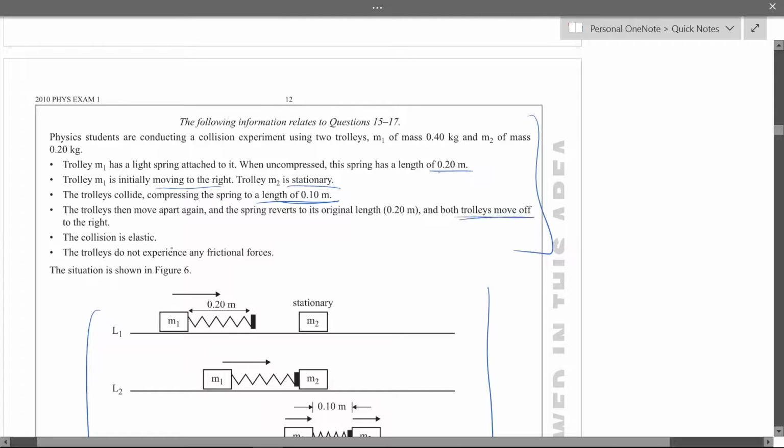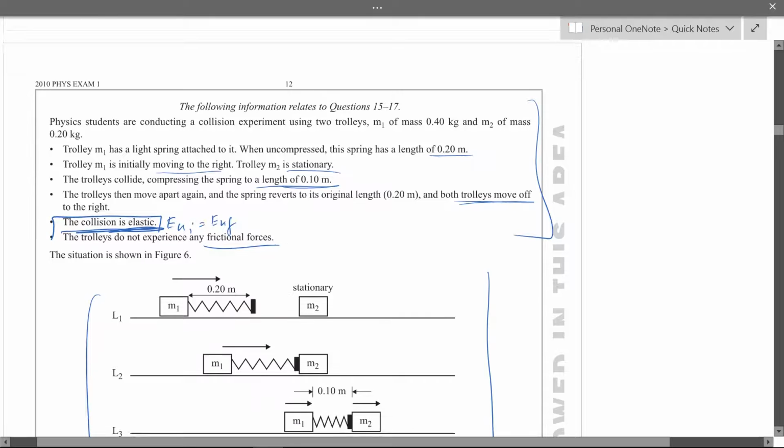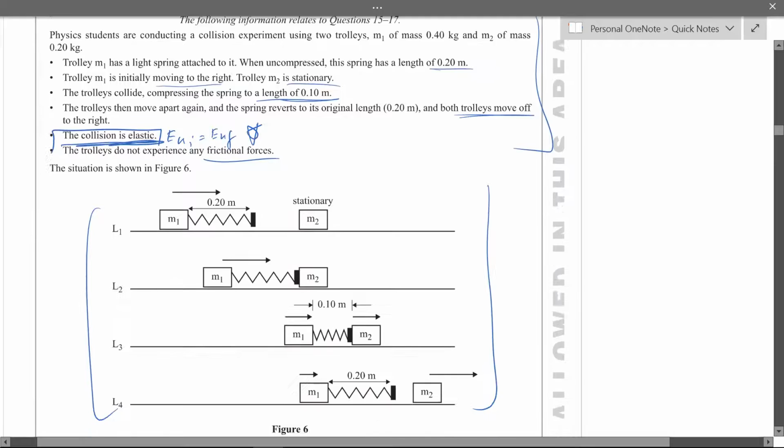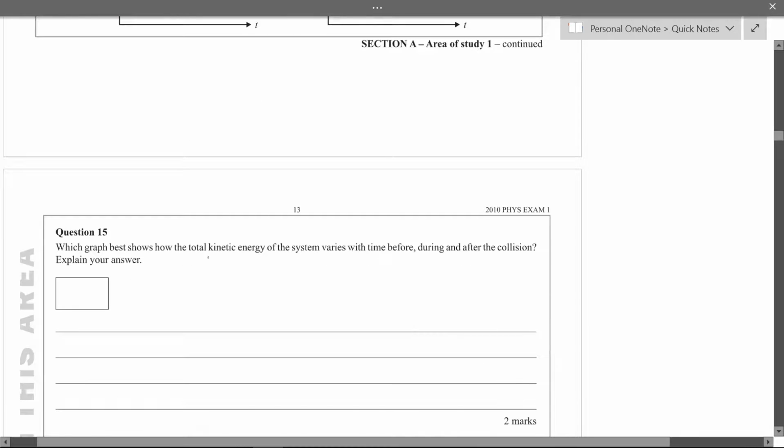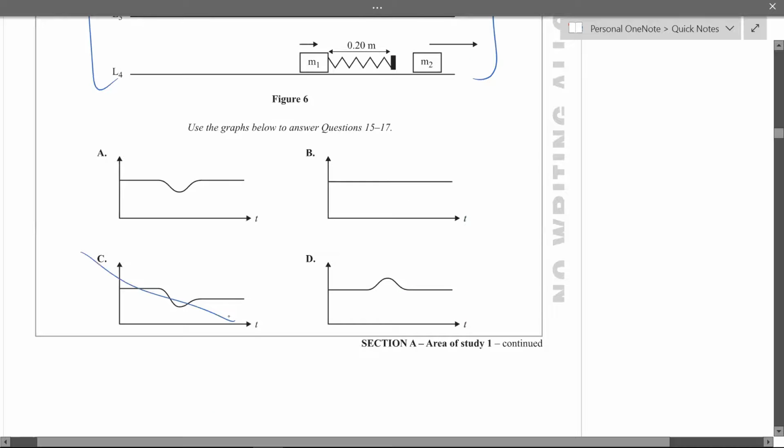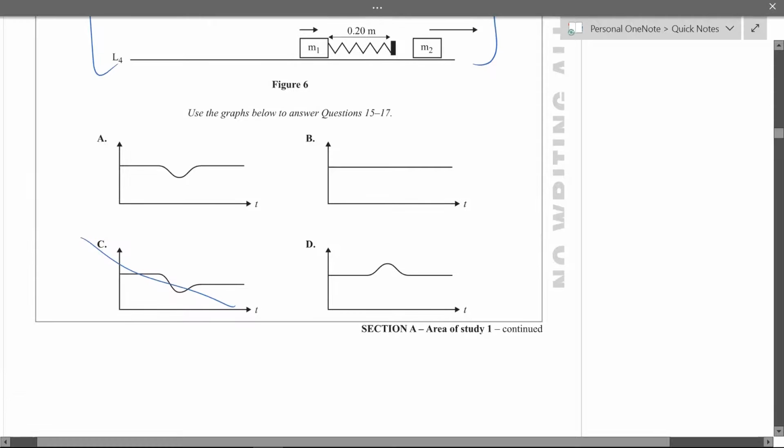Both trolleys move off. The collision is elastic, so that's important. That means EK initial is EK final, and there's no frictional force. So this point is what we're going to use for question 15. It's asking for the total kinetic energy of the system before, during, and after. We know before and after should be the same because it's elastic. So if we look at the graphs, it can't be C, and we're left with A, B, and D.